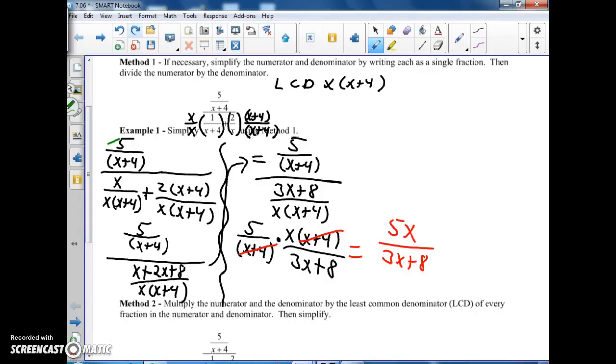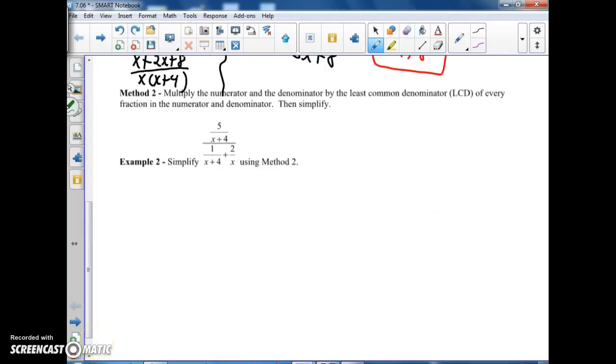And then my question to you would be this: can you simplify that? No. You sure can. So you can do that. Your answer right there. Doing the same problem, but it's a different method to solve it, so you should get the same answer at the end.